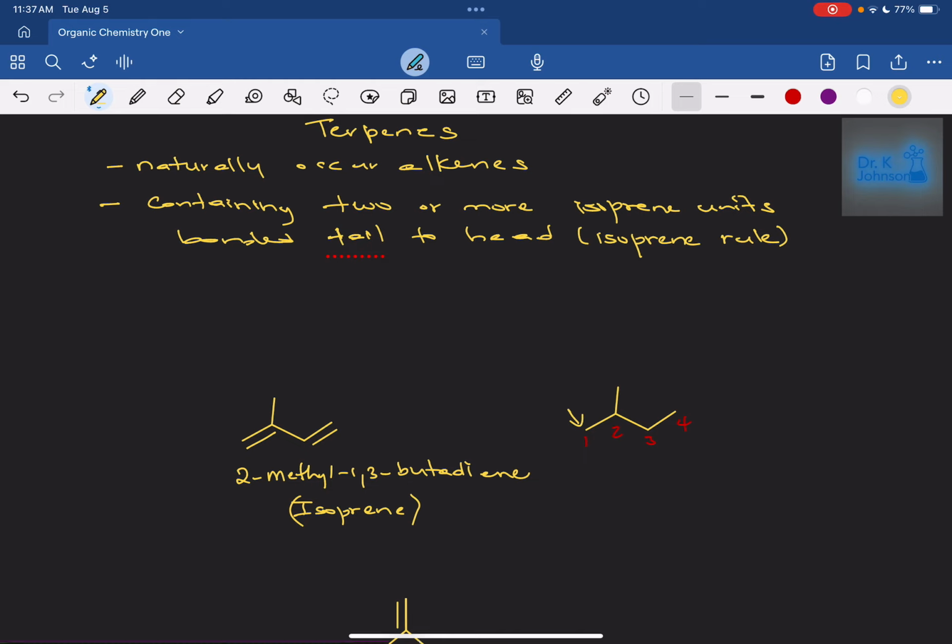This is the head of the isoprene unit. A way to identify the head is that the head is the carbon that is bonded to the carbon with the CH3. So the head is carbon 1, carbon 2 has the CH3, and carbon 4, where the CH3 is furthest from, is the tail. So remember, in order to consider something a terpene, it has to have two or more of these bonded head to tail or tail to head. Never head to head, never tail to tail. Let us look at some examples.